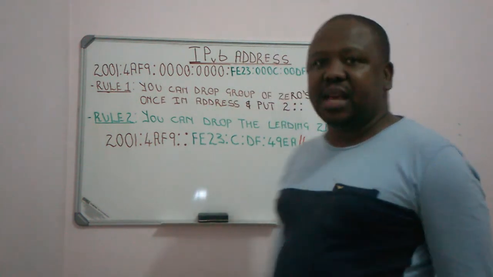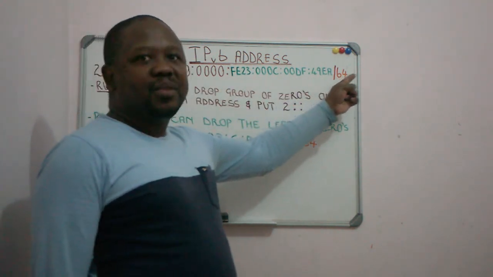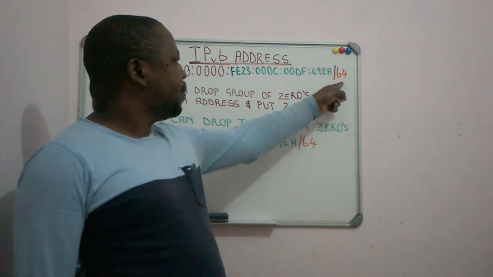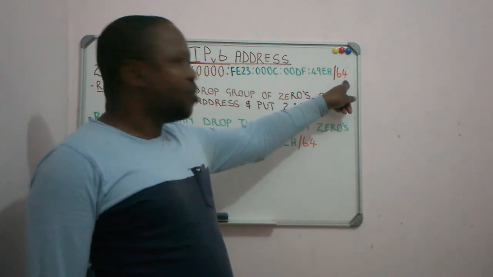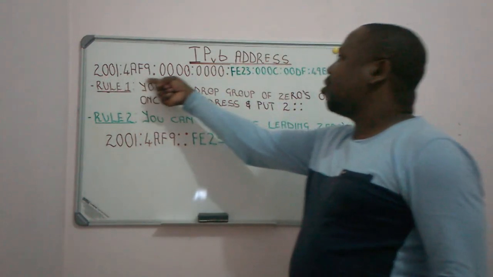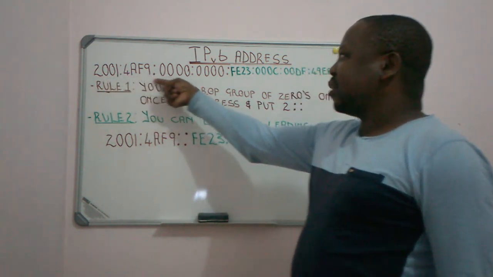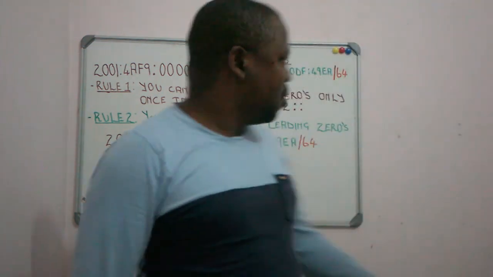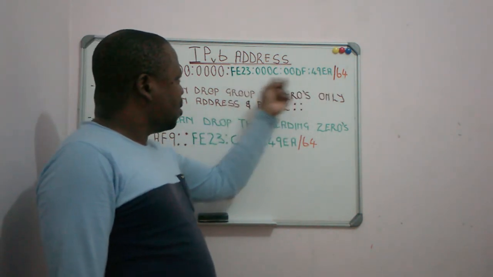In our example here, the subnet mask on IPv6 is written as a side annotation. Our subnet mask is /64, which shows us that the first 64 bits are the network part, the ones ruled in brown, and the last 64 bits, the ones ruled in green, are the host portion of the address.